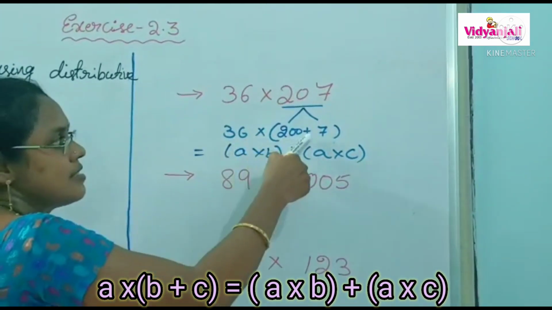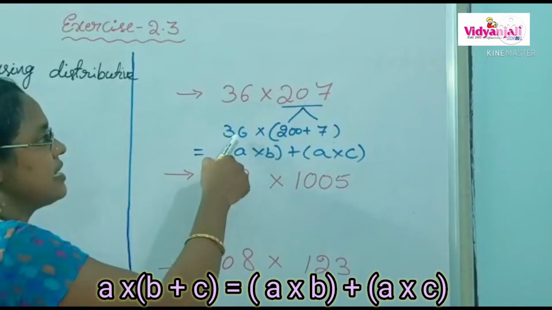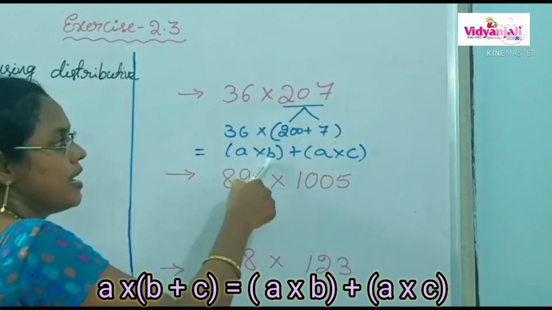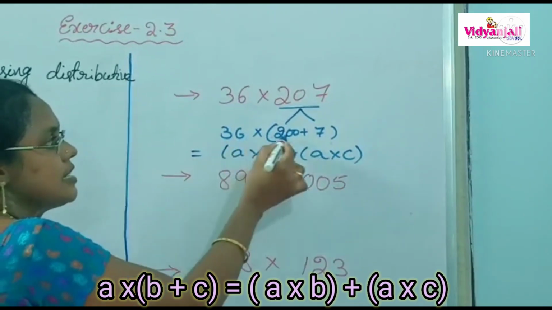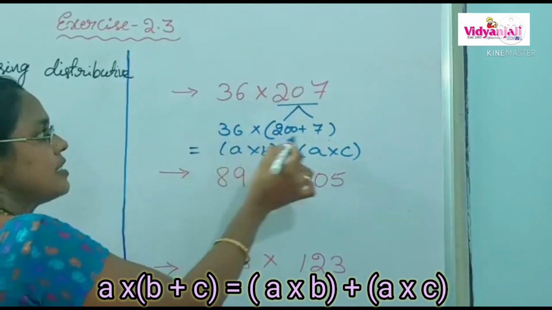So, here 36 into 200 plus 7 can be written using A into B plus C equal to A into B plus A into C. That means 36 into 200 plus 36 into 7.